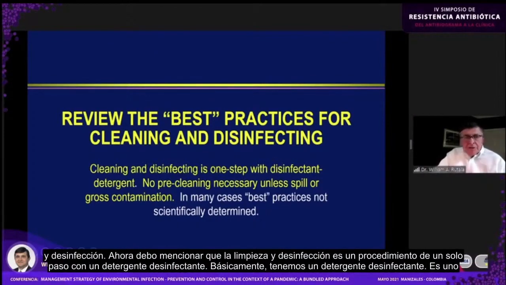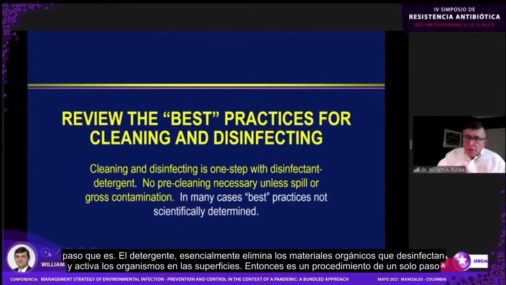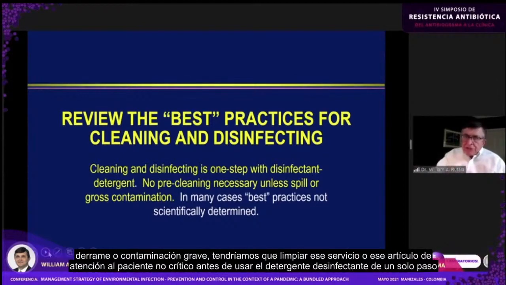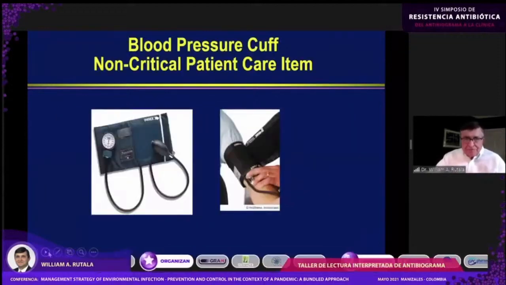Now I should mention that cleaning and disinfection is a one-step procedure with a disinfectant detergent. That is, the detergent removes organic materials, and a disinfectant inactivates the organisms on surfaces. So it's a one-step procedure. No pre-cleaning is necessary unless spills or gross contamination is present. So generally, it's one step, but in cases where there's a significant spill or gross contamination, we would have to clean that surface or that non-critical patient care item before we use the one-step disinfectant detergent.